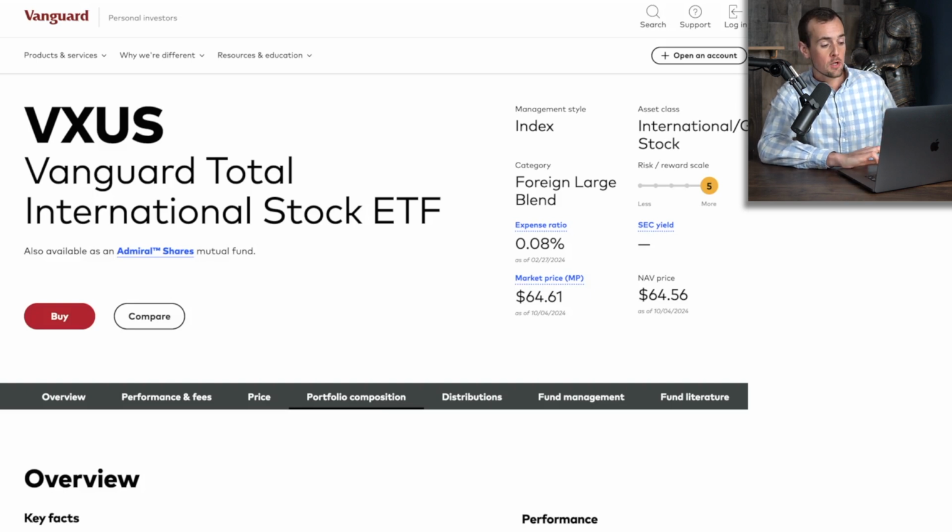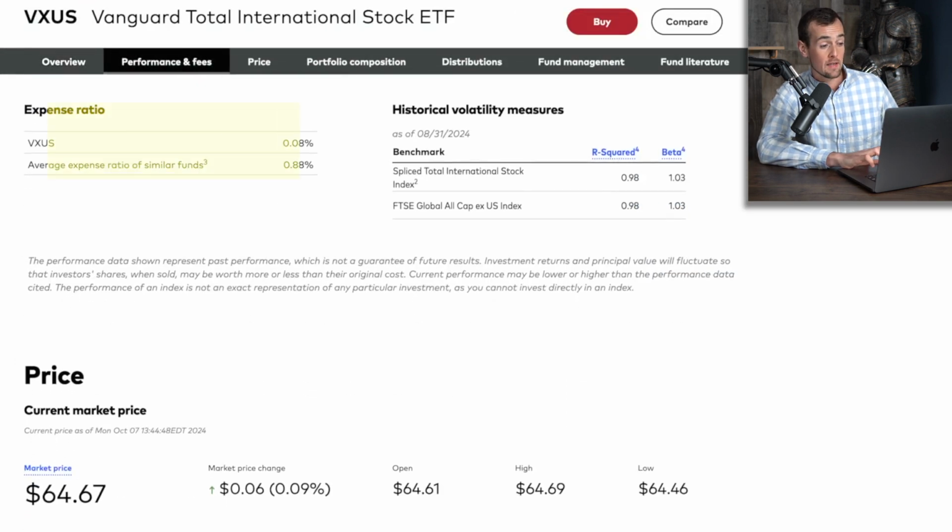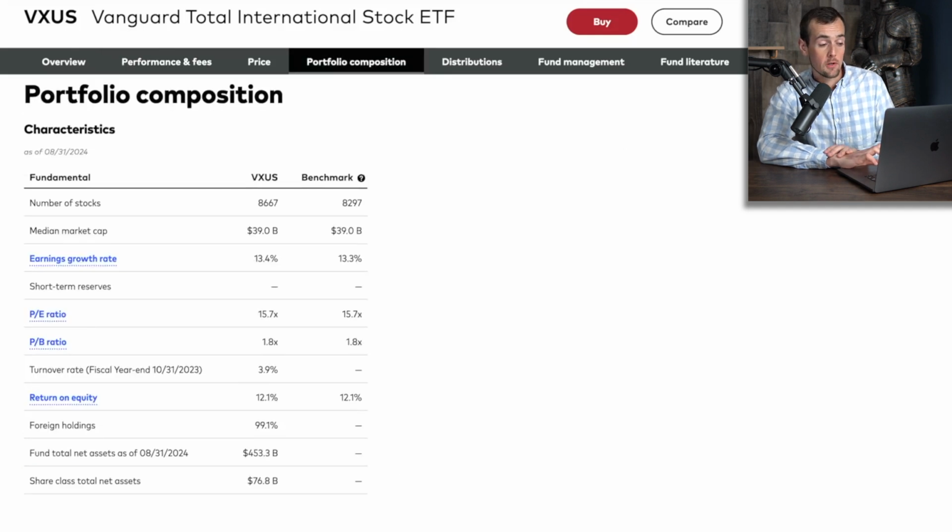And if you scroll down here, it actually will show you how that compares to the industry average. So that is coming in at roughly 10% of the industry average for similar funds, which is 0.88%. If we look here at the overall portfolio composition, we can see that this has a total of 8,667 individual holdings, and we can also see that the valuation trades lower here for international equities.